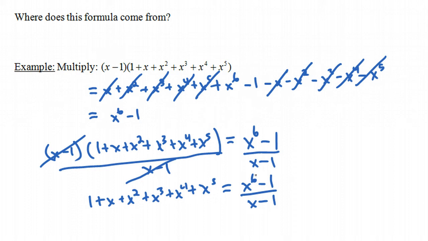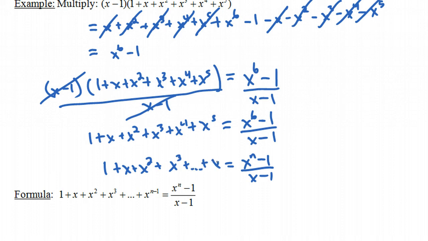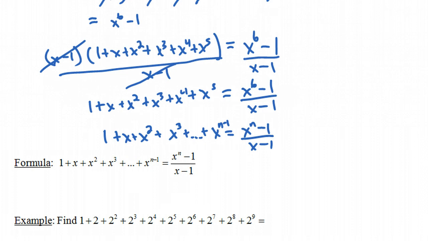So notice this number 6 is 1 bigger than that 5. Another way we could write this is, if this number up here is n, I had a 6 here, we could rewrite this formula as 1 plus x squared plus x cubed plus dot dot dot, and we would end at x to the n minus 1. Because if this is n, this would be n minus 1. This is 1 smaller than this. And that's exactly the formula that we have. So that explains where this formula comes from.